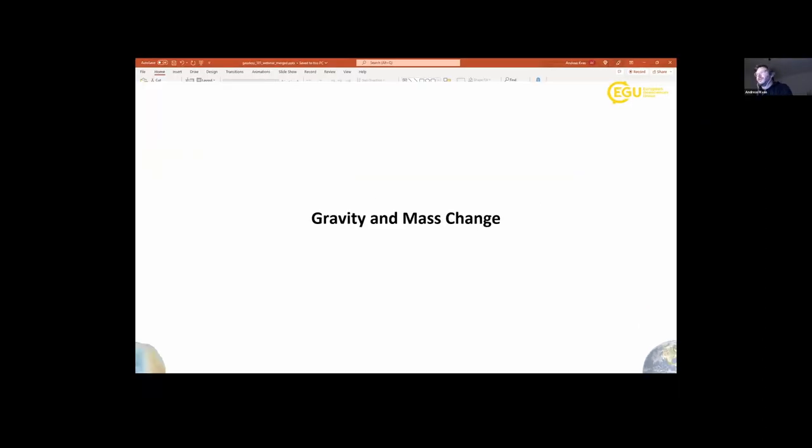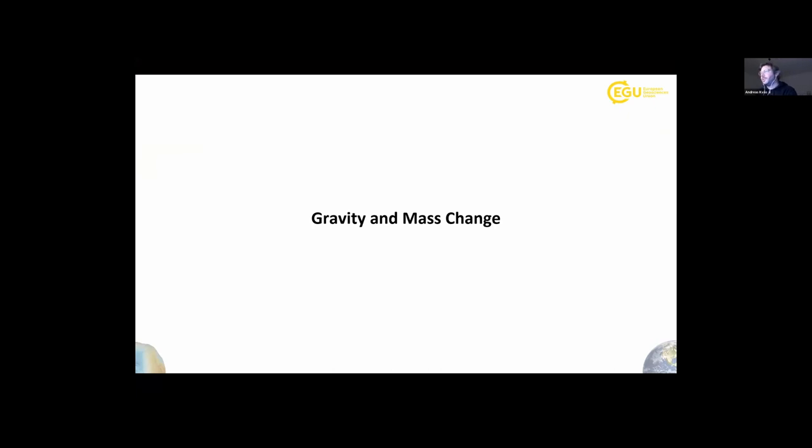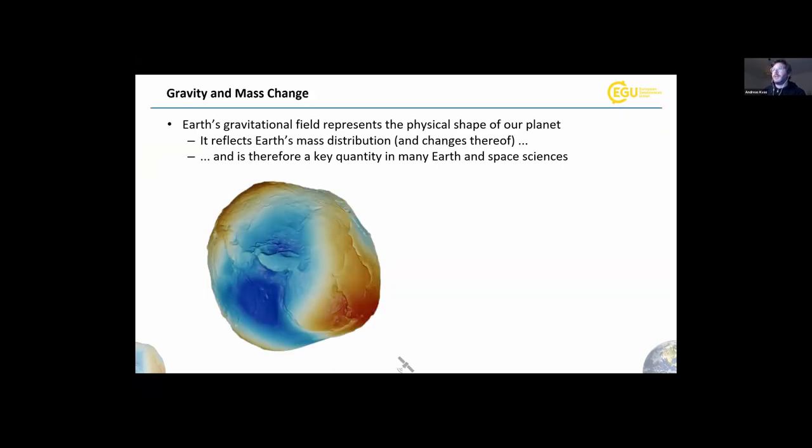Now we move from geometry to gravity and mass change. In the context of geodesy, when we talk about gravity or Earth's gravitational field, we typically talk about the physical shape of our planet. It reflects Earth's mass distribution. As you all know from your first physics lectures, if we have an aggregation of mass particles, we have a unique gravity field that these generate, and Earth is nothing different. It's just a very large aggregation of mass particles.